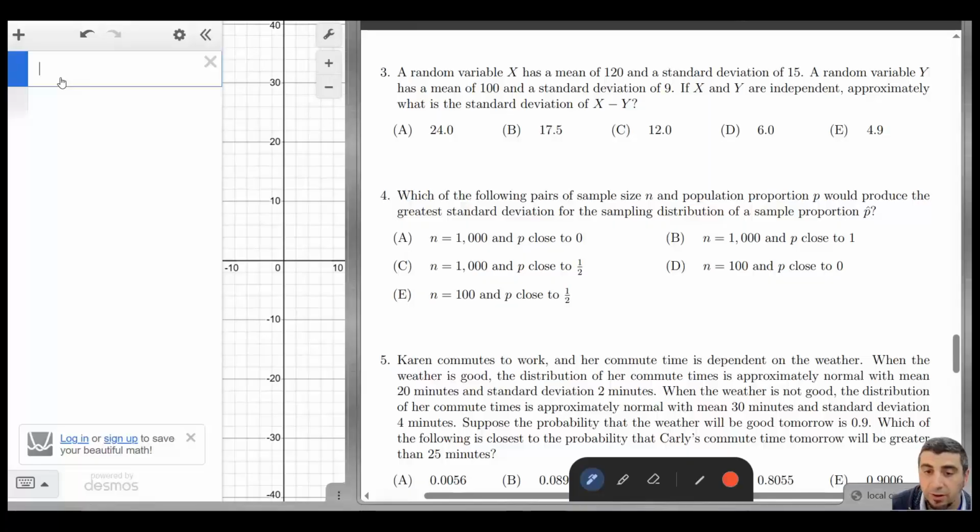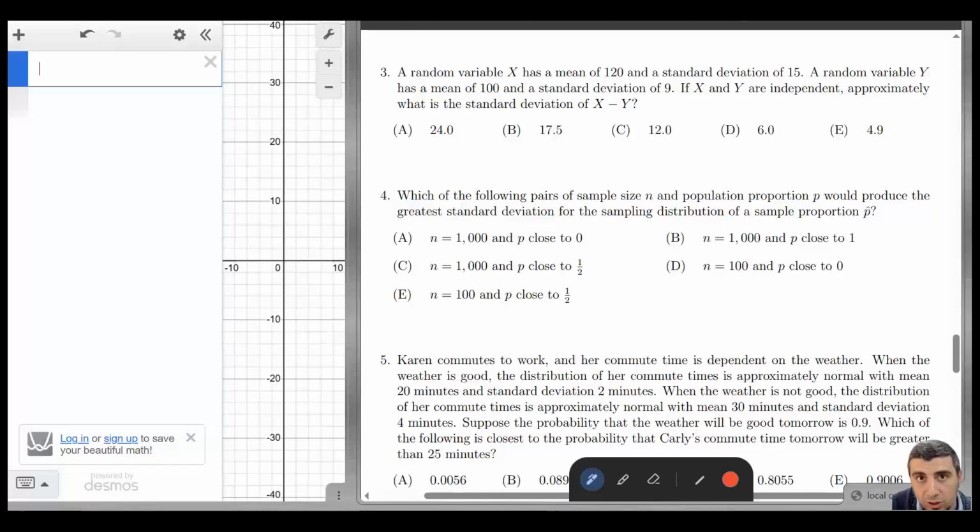Number three, a random variable X has a mean of 120 and a standard deviation of 15. A random variable Y has a mean of 100 and a standard deviation of 9. If X and Y are independent, approximately what is the standard deviation of X minus Y? Now, the formula for combining standard deviations is not on the formula sheet. You just kind of have to know how to do this.